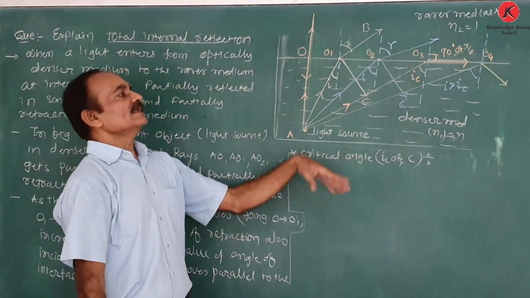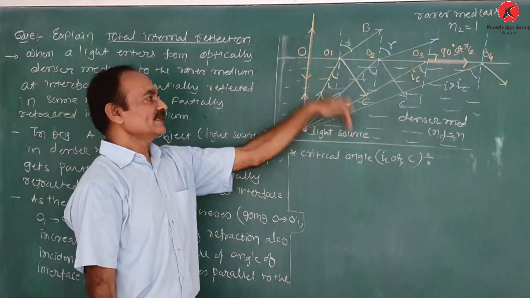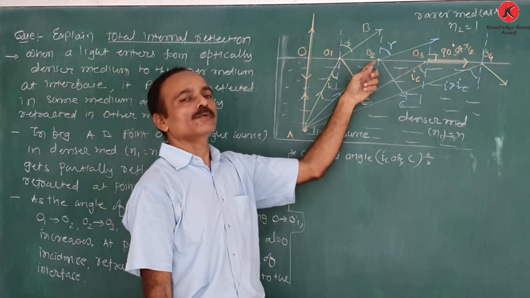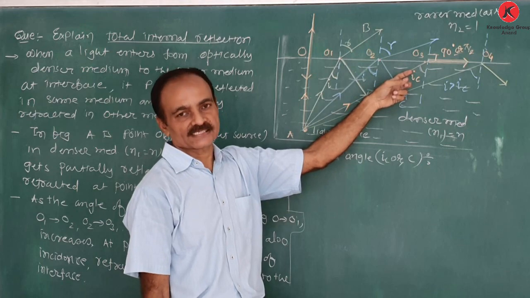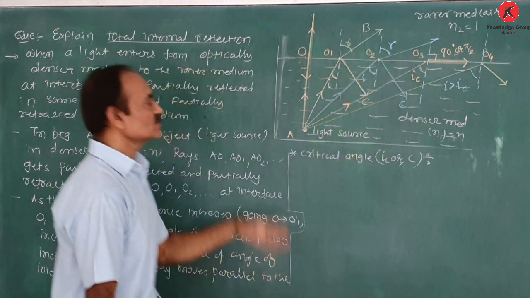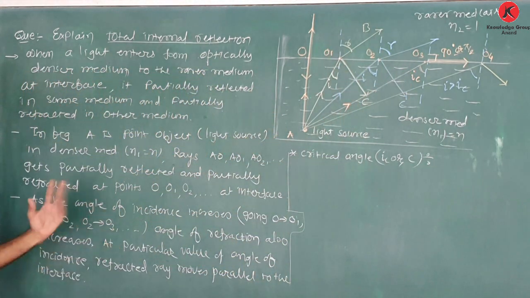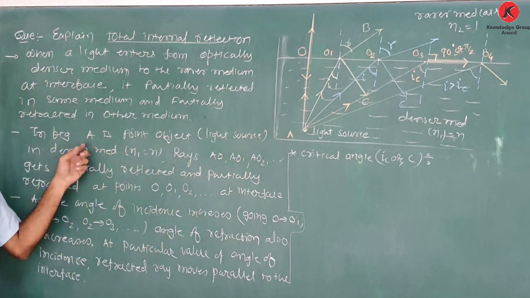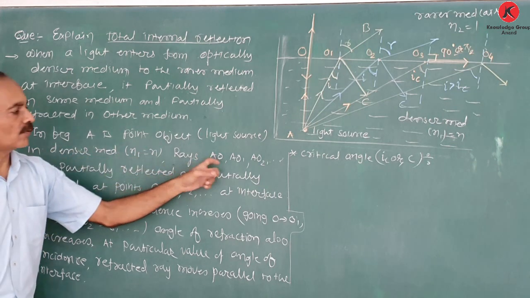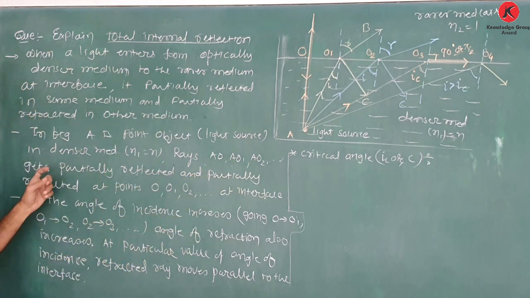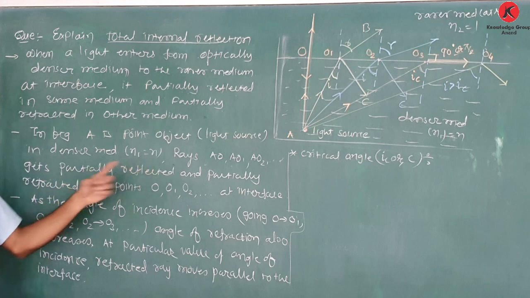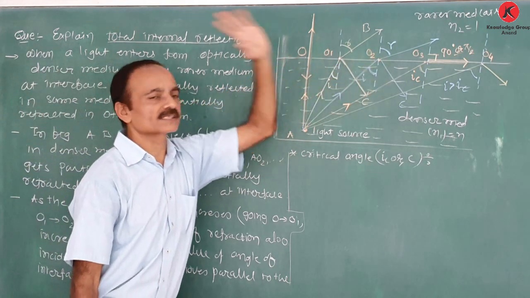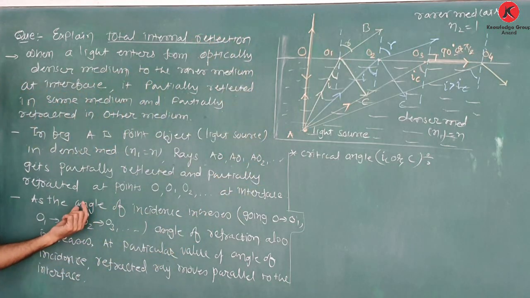These rays are partially reflected and partially refracted at the points O, O1, O2 at the surfaces. Clear? So what is shown in the figure, we have to describe. In figure A, the point object or the light source, here we consider the rays AO, AO1, AO2, etc. gets partially reflected and partially refracted at points O, O1, O2, O3 at the interface.